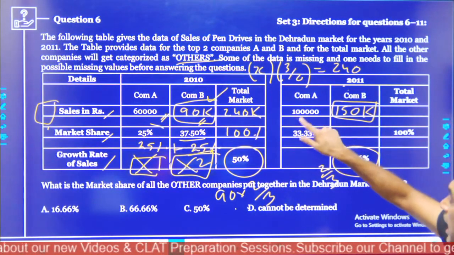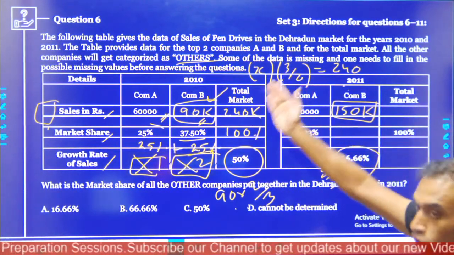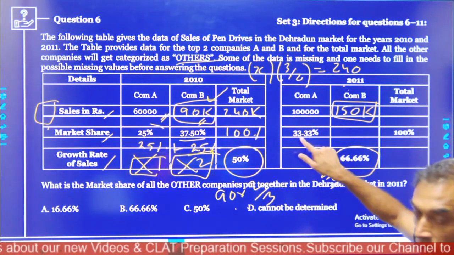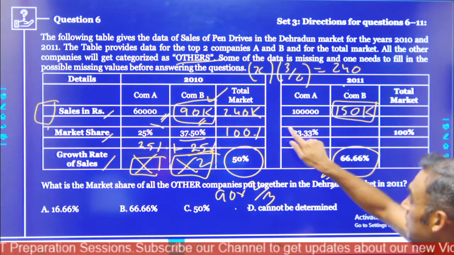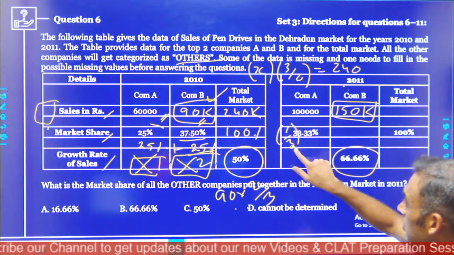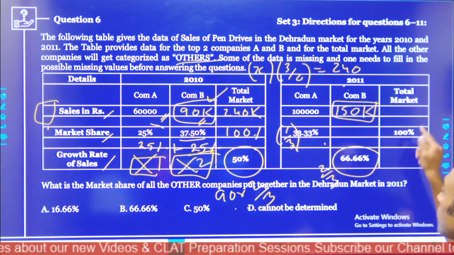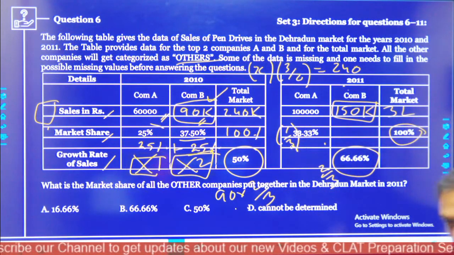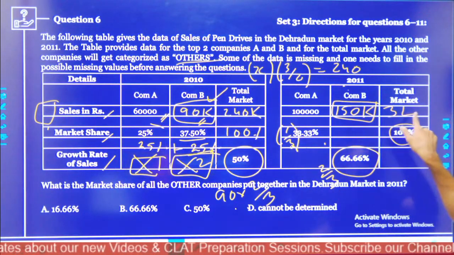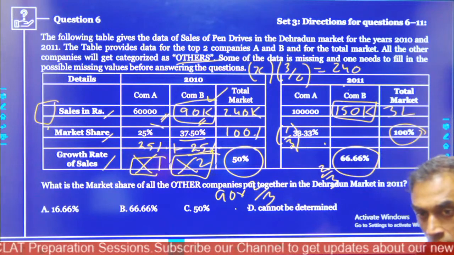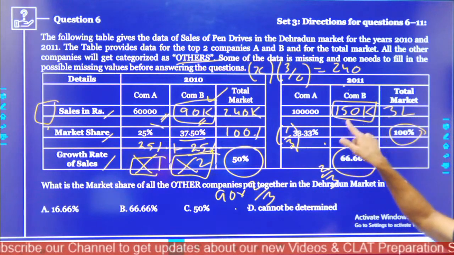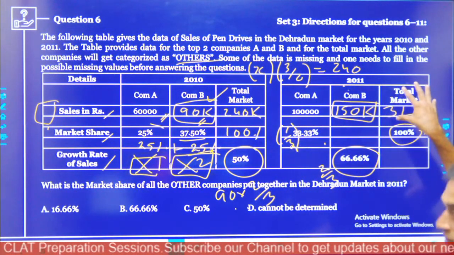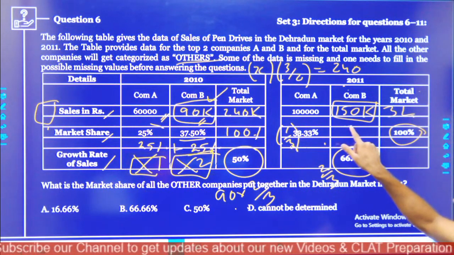Again, don't make a mistake of adding these two to get the total market, because there are others also, which is not mentioned here, right? So if 1/3 of the market, this is 33.33, is 1 by 3. If 1/3 of the market is 1 lakh, what is the total market? What is 100%? Into 3. So this becomes 3 lakhs. Right? Now, what about the market share? The market share is my sales versus the total market. So company B sales is 150. 150 divided by 3 lakhs will be equal to 50%.